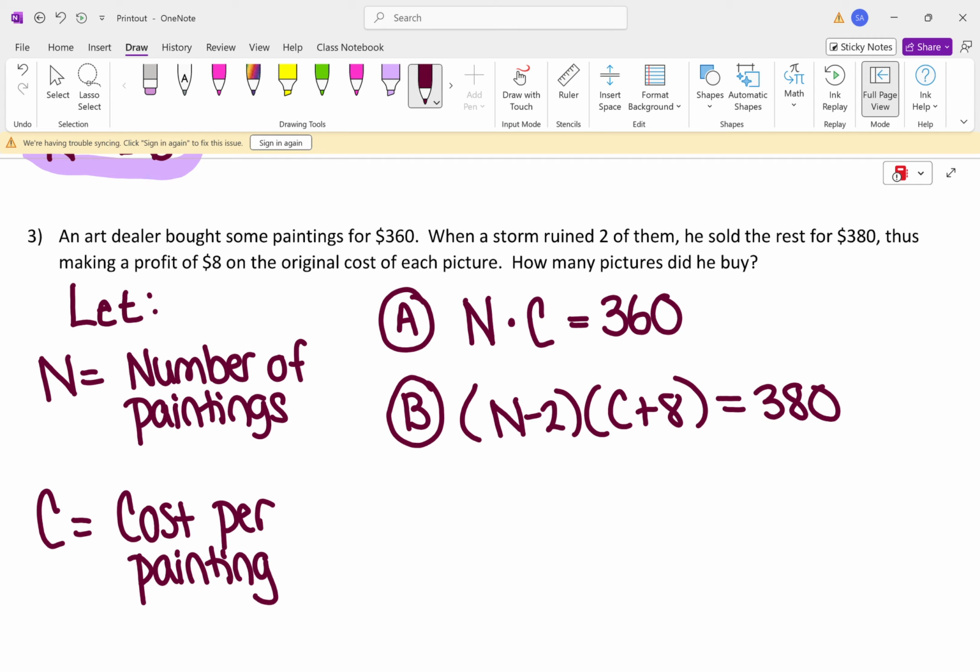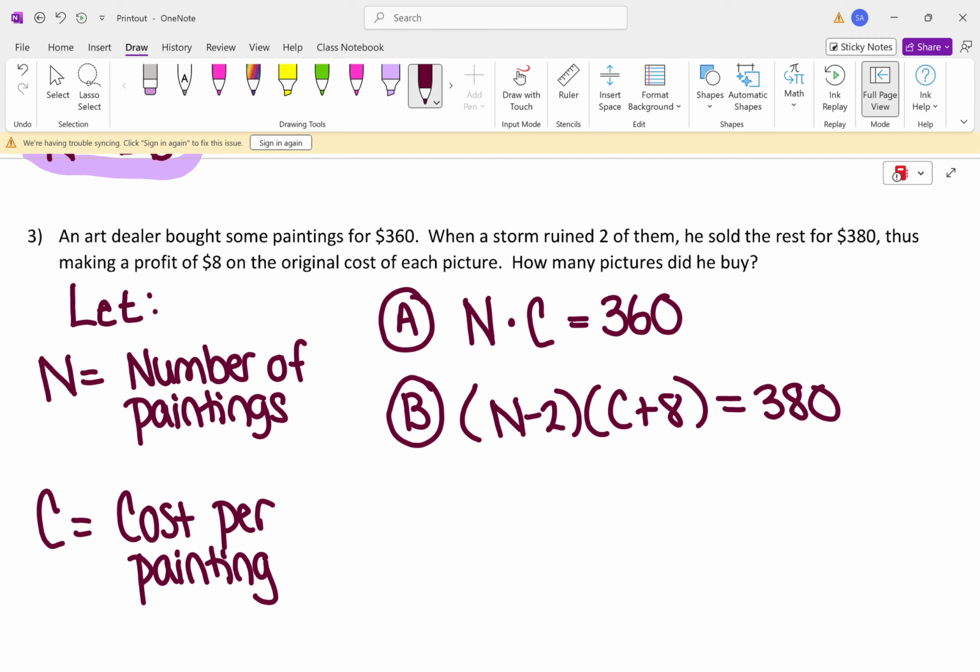Okay. Since Kartik did this already, let's show you where he got this next equation from. What happened was we lost 2 paintings, so that was the n minus 2. Then to make up for those 2 lost paintings, they increased the price per painting by $8. Now when they sold all the paintings, they made a total of $380. So that's why it's n minus 2 times the quantity of C plus 8.